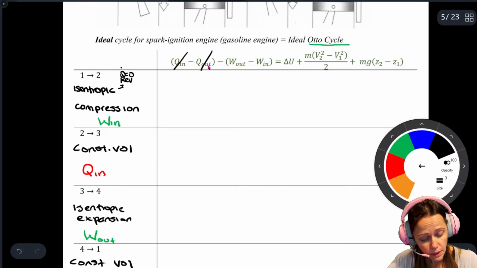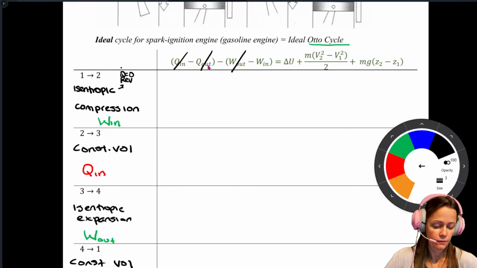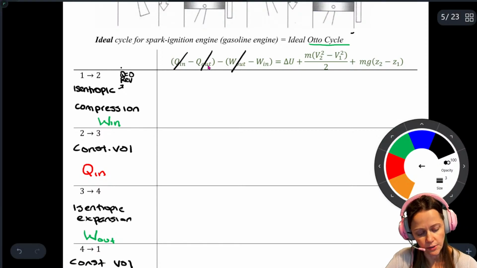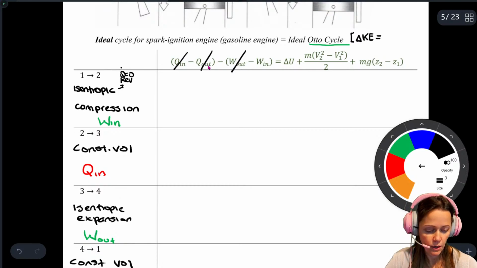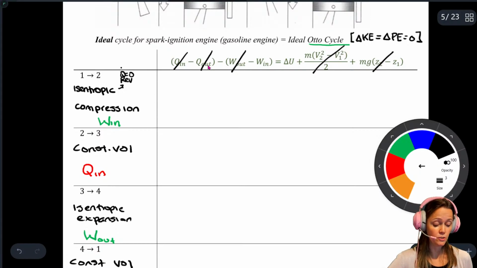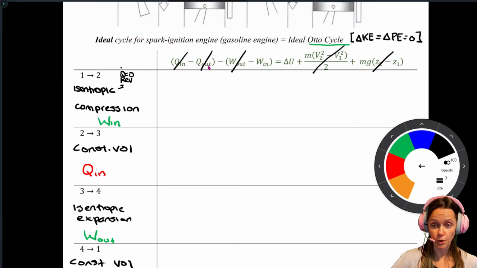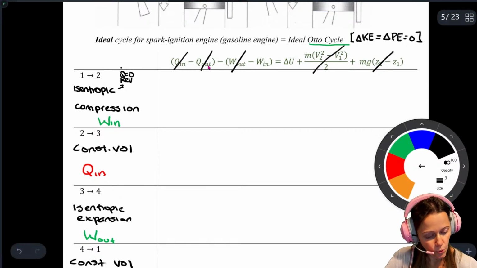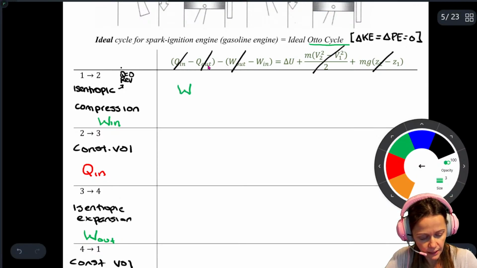Okay, so for the first guy, I've got my work in, I've got a delta U, and one of the assumptions that we are going to make is that there is no change in kinetic or potential energy. What that means is that this term right here, which represents the kinetic energy, and this term right here, which represents potential energy, are going to be 0 for every single one of these processes. So what I've got here is that my work in is equal to delta U.